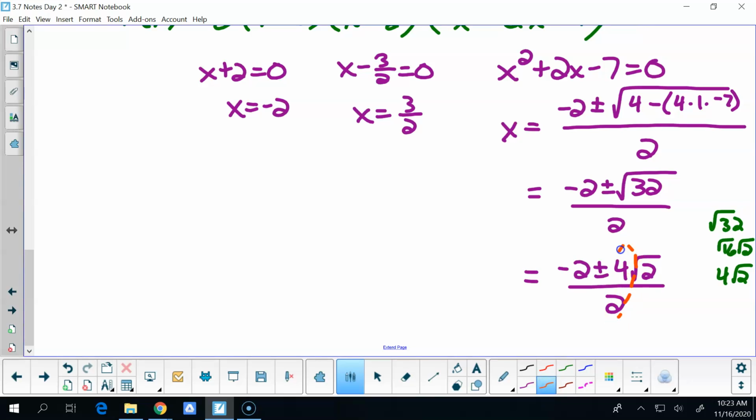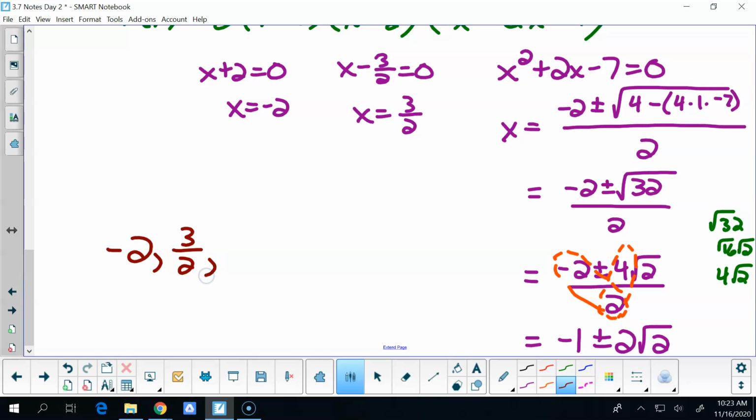Bunny ears for simplification, and so then that's going to be negative 1 plus minus 2 square roots of 2. So my 4 zeros, or all of my zeros, are negative 2, 3 halves, and negative 1 plus minus 2 square roots of 2.